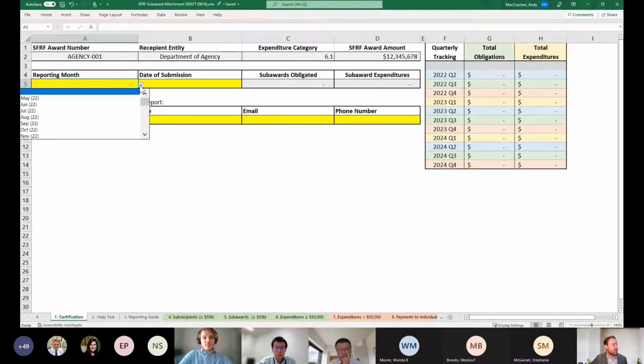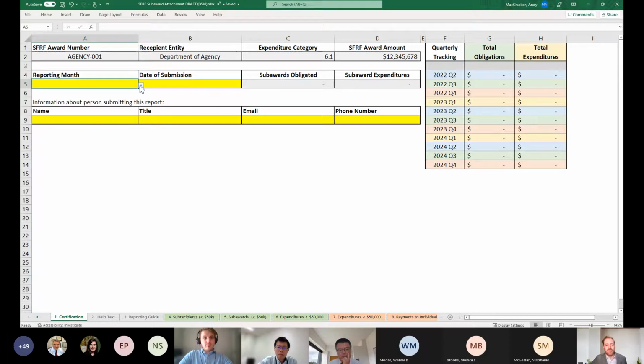You'll provide the reporting month. So if you're submitting, the reporting month aligns with the month during which you were submitting the report, not necessarily the month that the activities took place. So if you were submitting a report today, your reporting month is June.